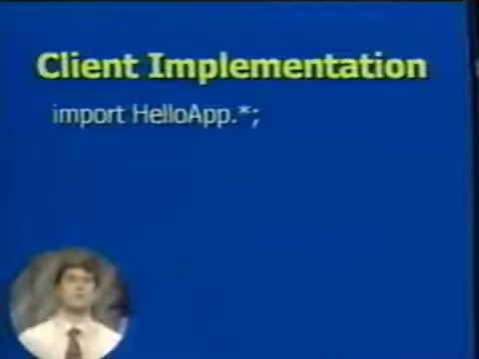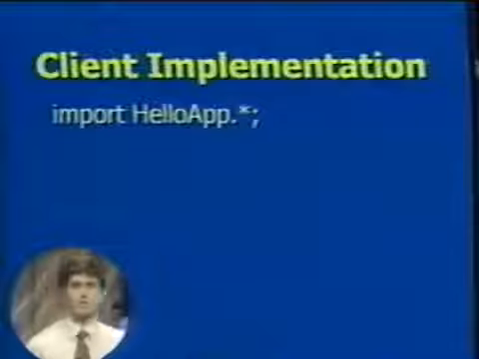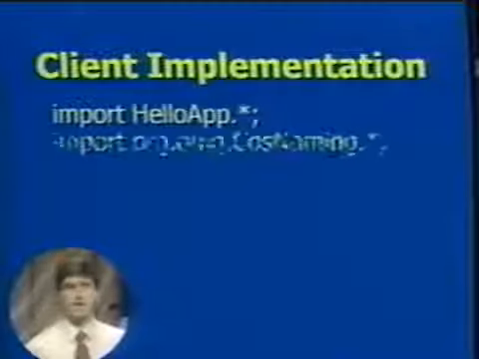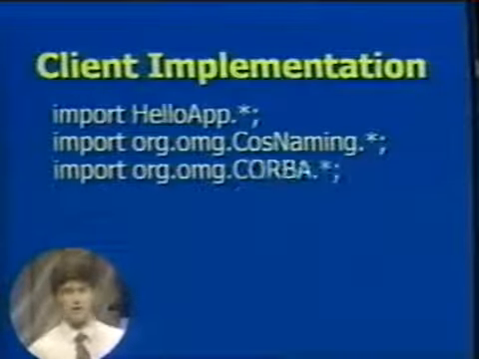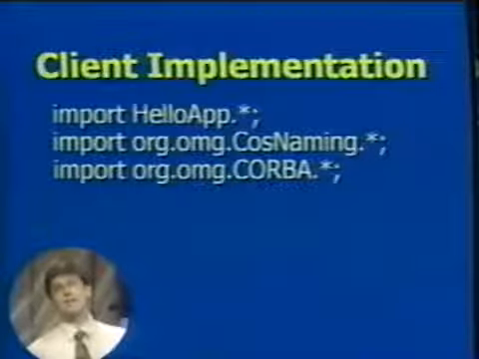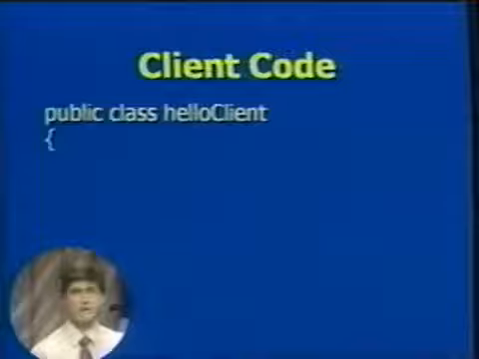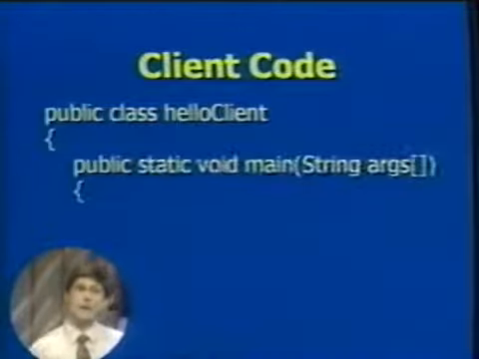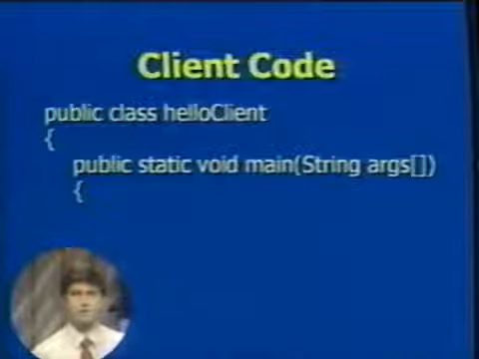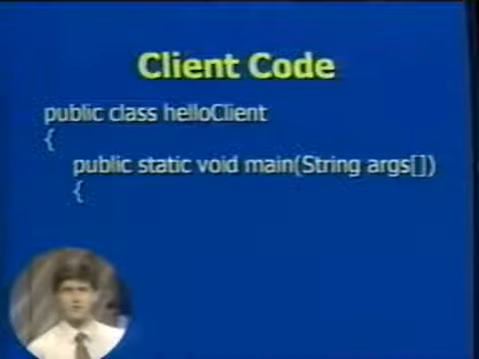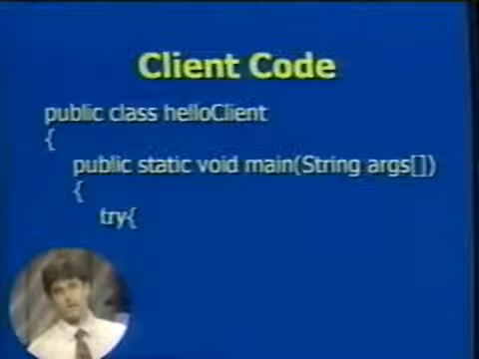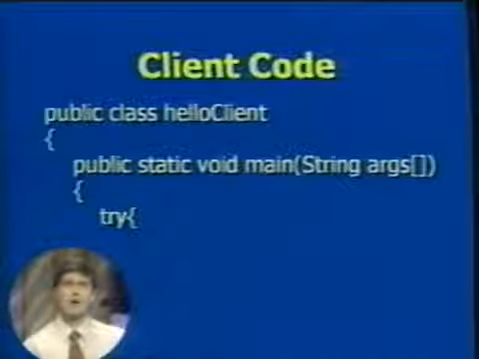Now, first of all, we have similar imports on the top. We're going to import our HelloApp interface and our naming package and our CORBA package. And when we get into the code, we're first of all going to call our client HelloClient. Now, this is also going to have a main method, public static void main, which also takes the array of strings as an argument. And again, we're going to have a try catch clause.